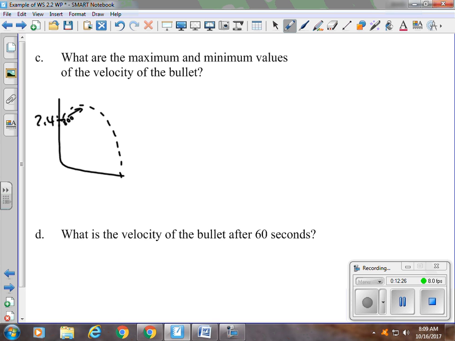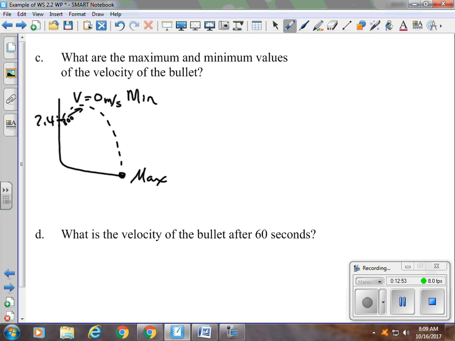Now let's think this through. What has to happen for it to start going down? Slows down. To zero. So at the top up here, the velocity is equal to 0. That's a minimum. The minimum velocity is 0. When it hits the ground, it's doing the maximum velocity.